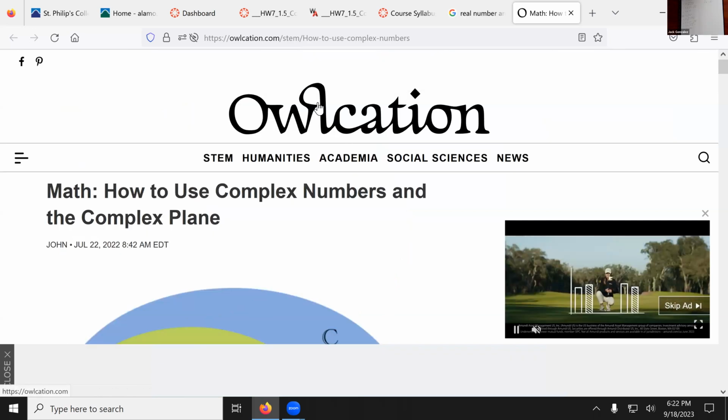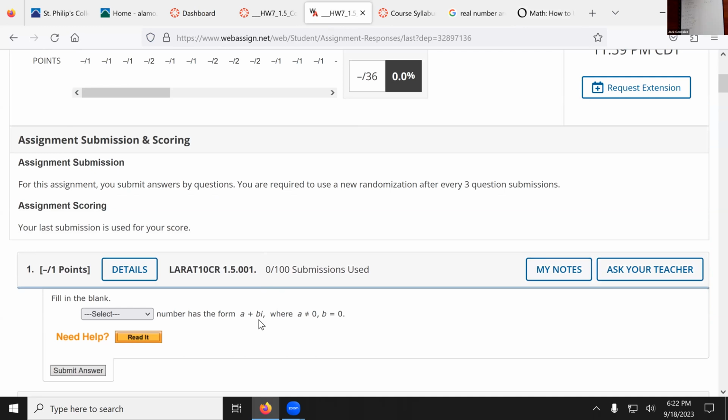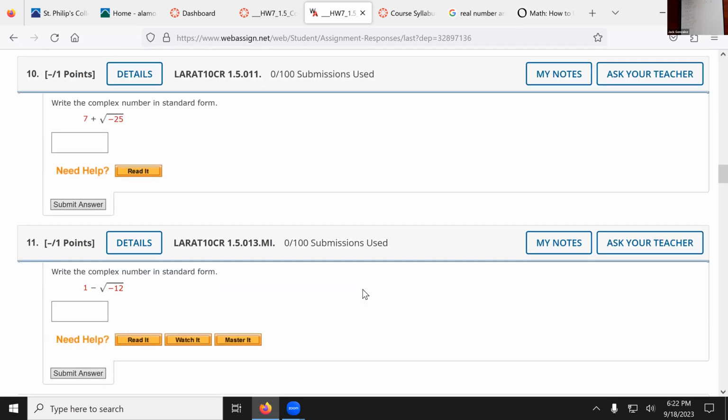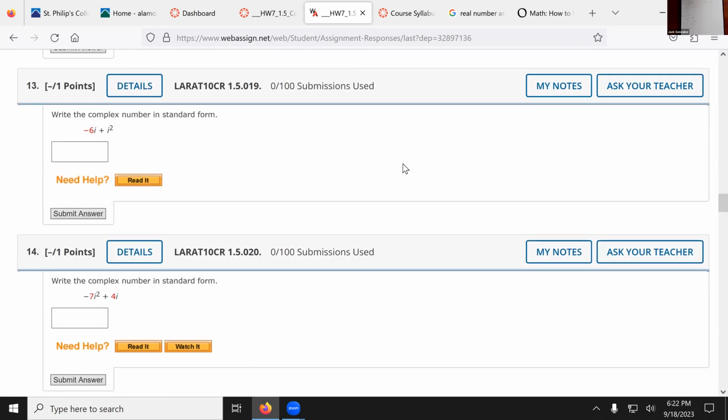So going back to the homework, the way you write it, in case you didn't watch the theory, a plus bi is the general form of the complex number. a and b are real numbers, but this is just a general complex number. Okay, let's look at 13.